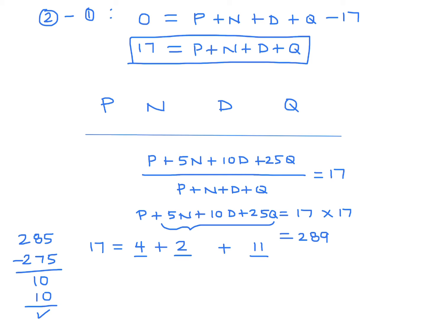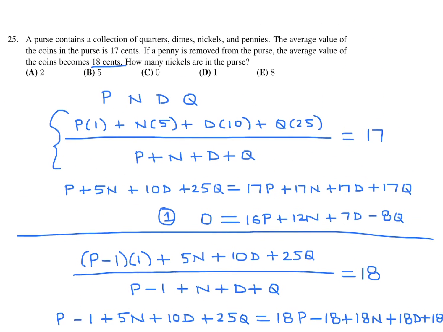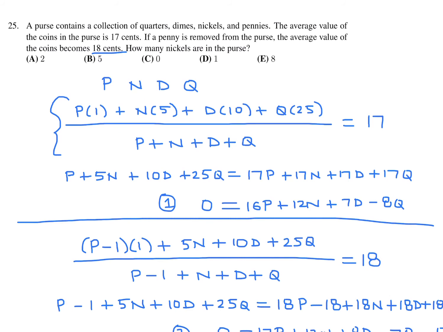I think I've done it without too much pain and suffering. So there you go. We've got 4 pennies, 2 nickels, 0 dimes. I'll put a 0 in there for dimes, and 11 quarters. And what they wanted us to figure out in this question was the number of nickels, and that's 2. So therefore, number 25, the answer is A.